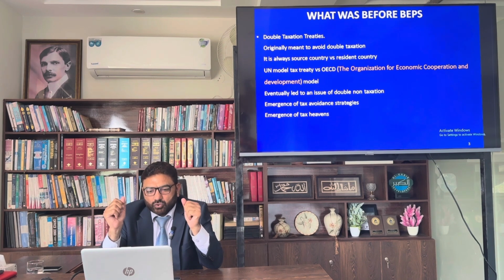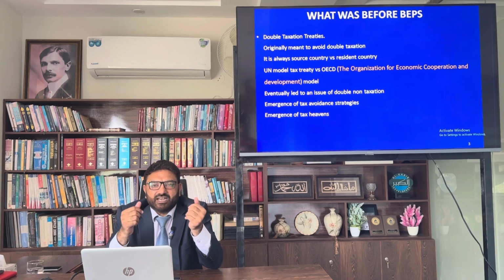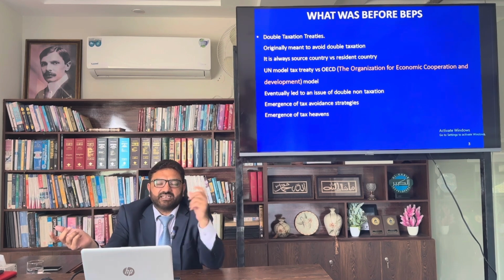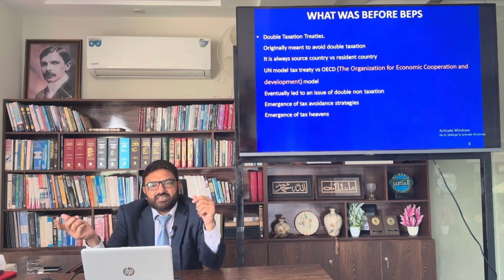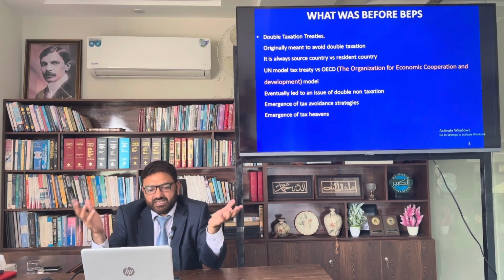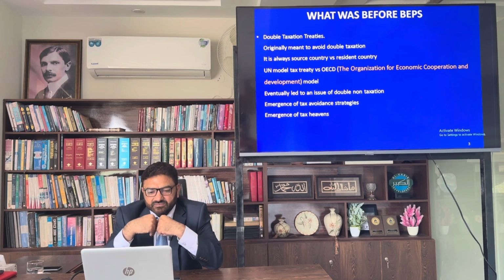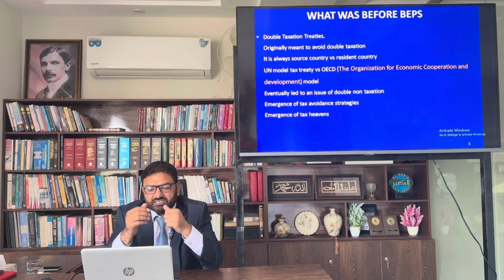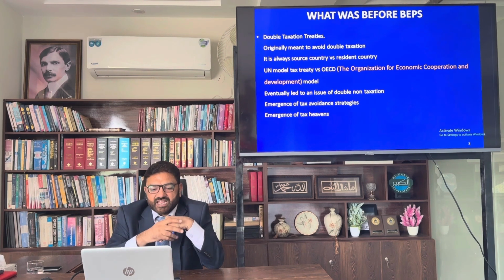It is always source country versus resident country. As I explained before, the source country is where you earn the profit, and the resident country is where you are a resident. So if you pay the tax in one country, then the tax will be exempted in the other country due to the double taxation treaties. There is the UN model and treaties versus the OECD, the Organisation for Economic Co-operation and Development.